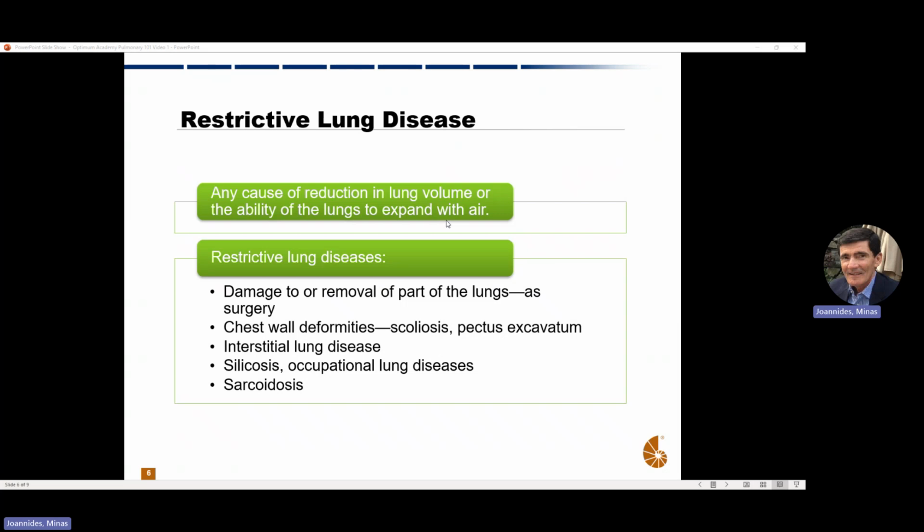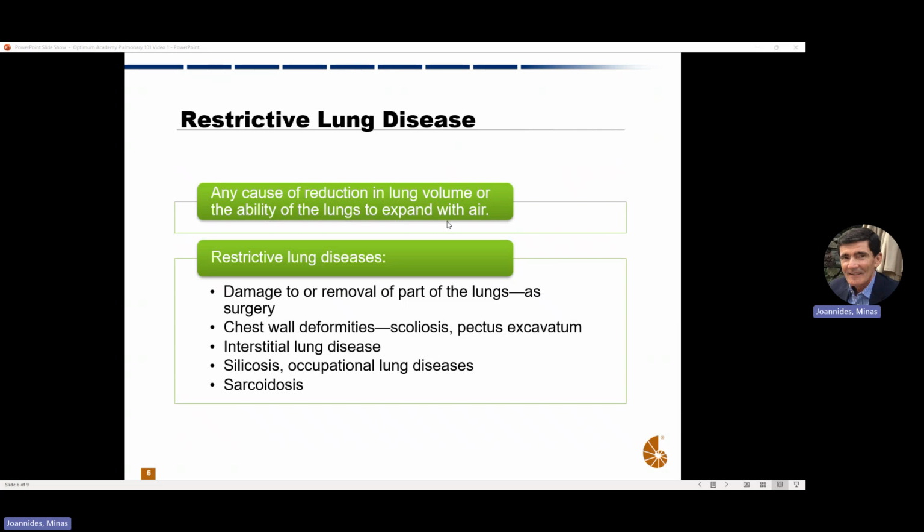Restrictive lung disease is any cause of reduction in lung volume or the ability of the lungs to expand with air. So restrictive lung disease, contrasted with obstructive that we had just talked about, is damage to or removal of part of the lungs. So if a portion of the lung is removed from surgery, that would be under restrictive lung disease. Any chest wall deformities like scoliosis or pectus excavatum, where the chest wall is actually pushing in on the lung, that could cause restrictive lung disease.